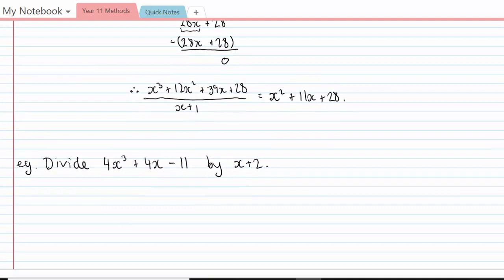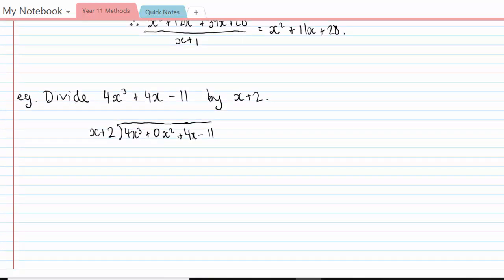Divide 4x cubed plus 4x minus 11 by x plus 2. The thing that's slightly different about this polynomial is it's missing an x squared term. Now, when it's missing a term like that, it's a really good idea to write the term in anyway. So when I write this question out, I'm going to write the x plus 2 out the front. And then under here, I'm going to write 4x cubed plus 0x squared plus 4x minus 11. And we'll work through the same process. How many x's are there in 4x cubed? Well, there are 4x squared of them.